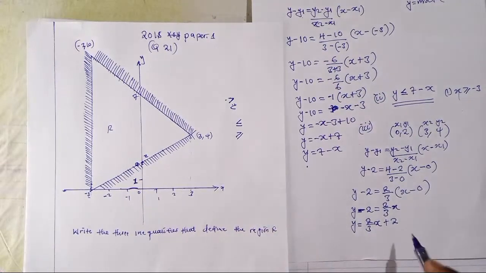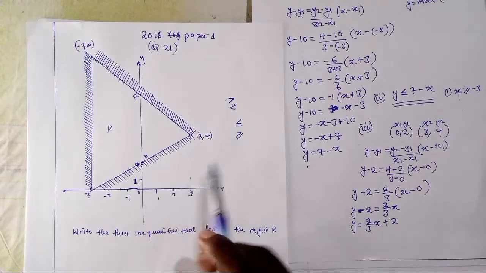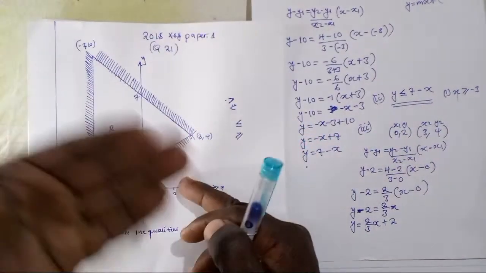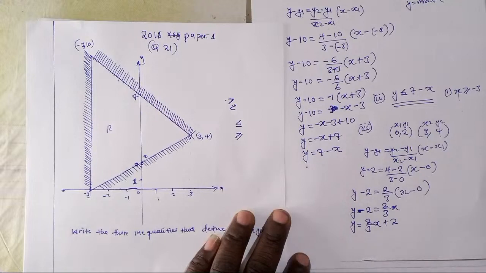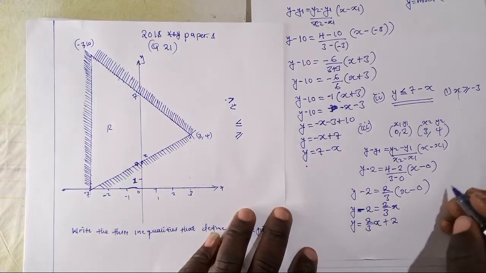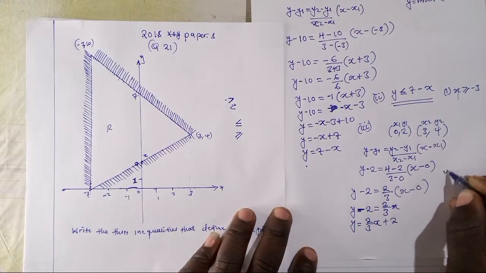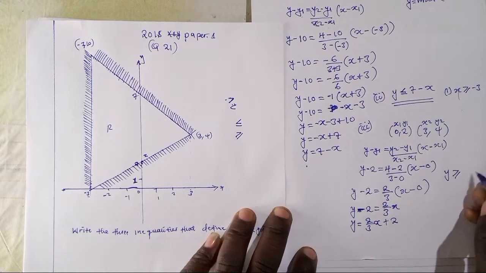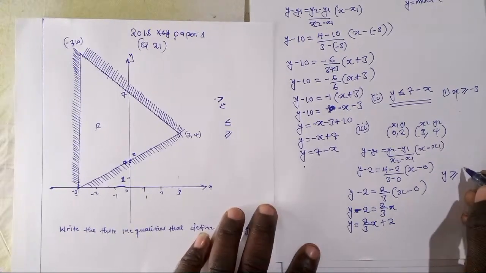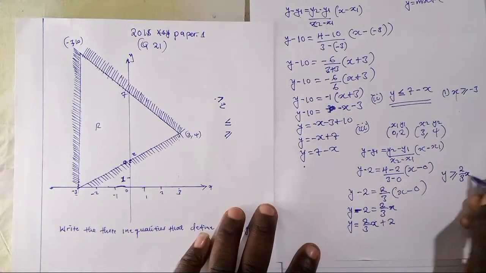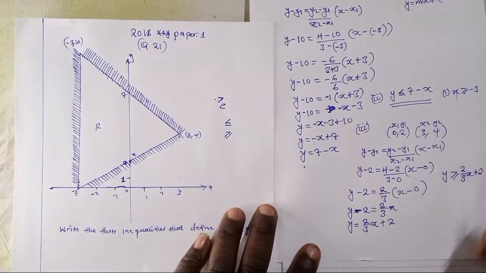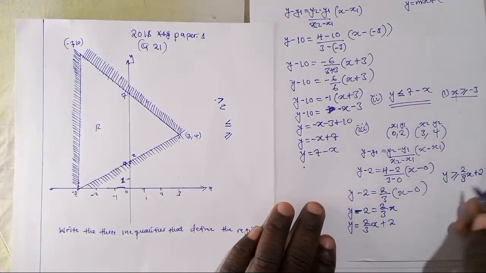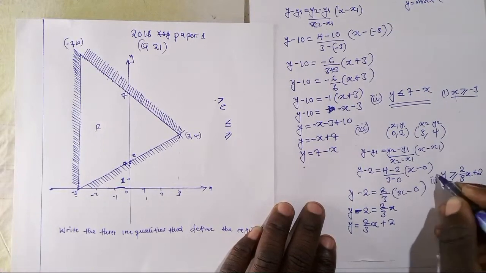Then here we are going to use the other inequality, because this shaded region is below the line, so that means we are going to use less than. So we are going to say y is less than or equal to 2 over 3 x plus 2. So our three inequalities are this one here, this one here and this one here. So we are done with this question here.